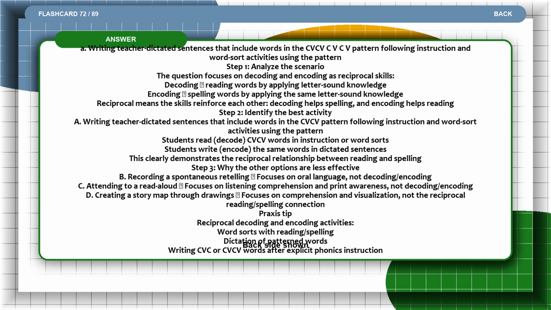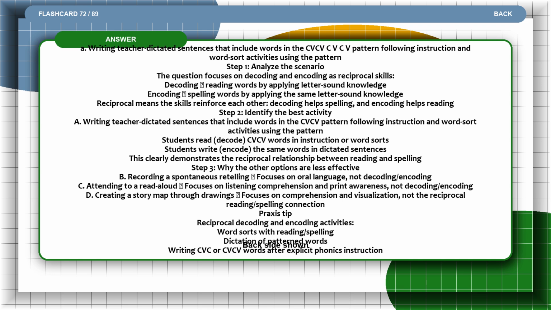Step 3. Why the other options are less effective. B. Recording a spontaneous retelling. Right arrow: focuses on oral language, not decoding/encoding. C. Attending to a read-aloud. Right arrow: focuses on listening comprehension and print awareness, not decoding/encoding. D. Creating a story map through drawings. Right arrow: focuses on comprehension and visualization, not the reciprocal reading/spelling connection.